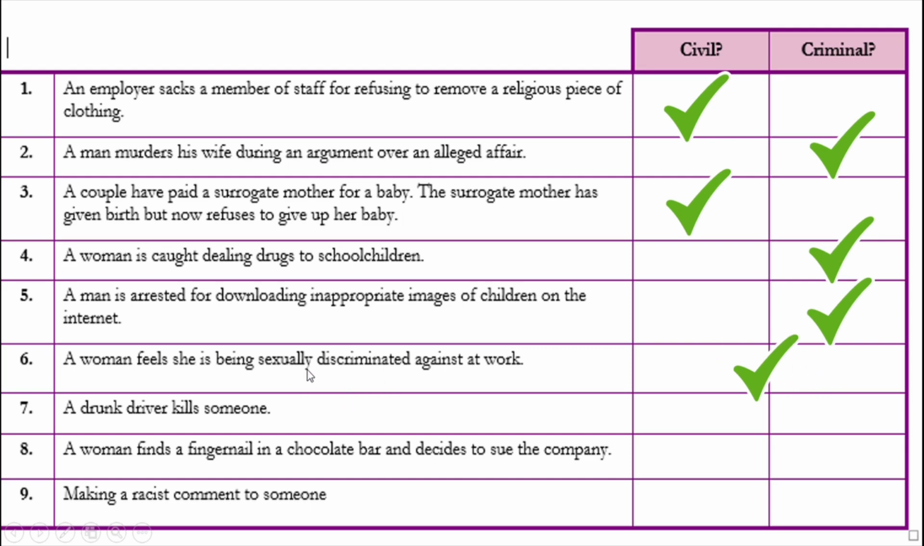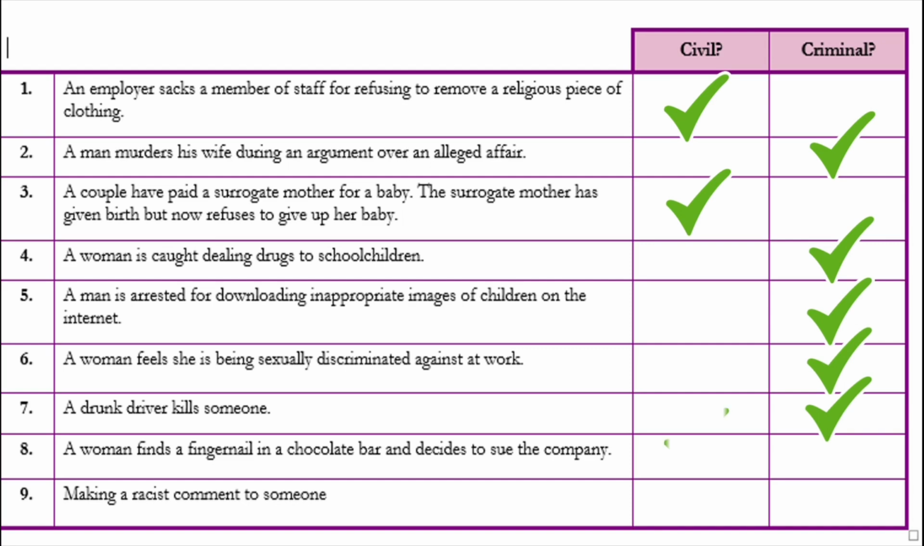And this scenario here isn't just referring to sexual harassment, it's referring to any form of sexist discrimination, which could include not being employed because you're a female, but could also include sexual harassment. Scenario number 7 is a criminal offence. Even if the driver was not drunk and had accidentally killed someone and therefore got a manslaughter charge, it would still be tried in a criminal court.